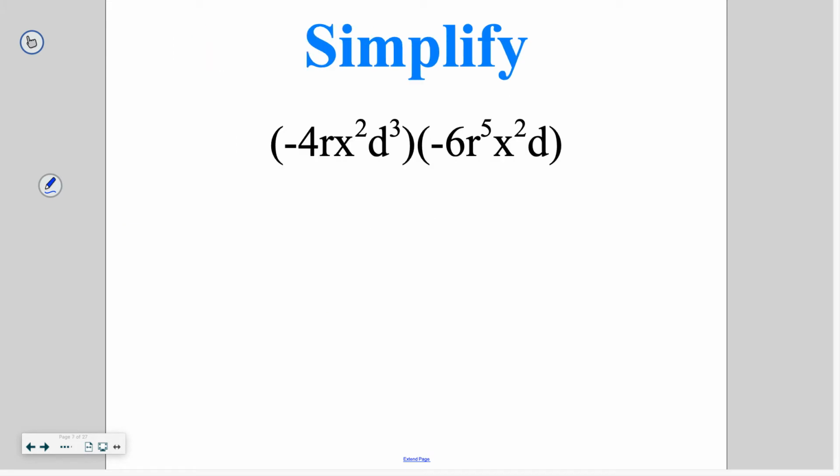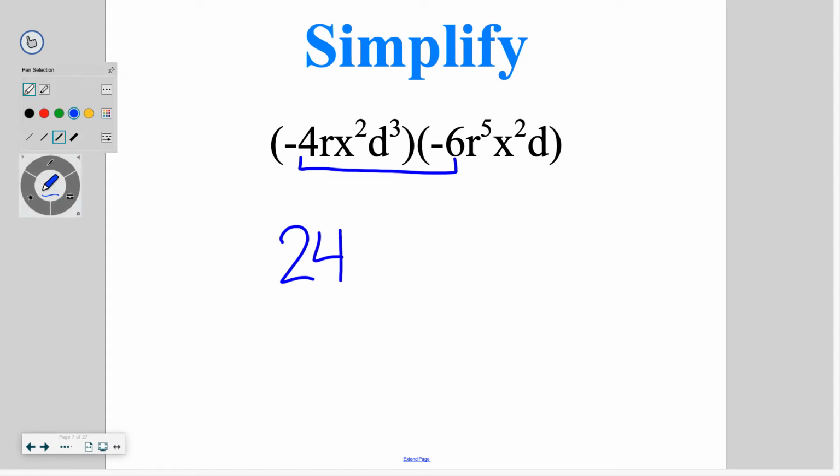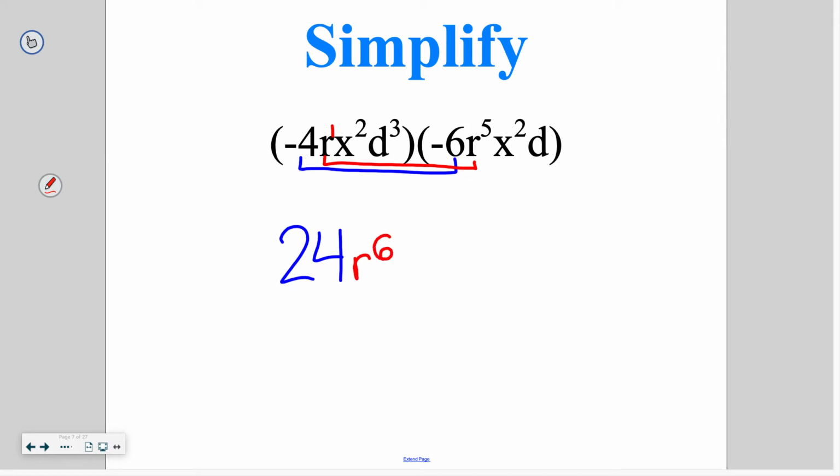So for example, if we have these 2 powers being multiplied, it's okay that there's numbers in front. It's okay that there's more than one variable. They're still referred to as a power. If this happens, you need to look at each part individually. So the numbers, we've got -4 times -6, which is going to give us 24. Then we're going to look at the next part, which is r and r to the 5th. Remember, if it's just by itself, it has an exponent of 1. So that's 1 plus 5, which gives us r to the 6th power.